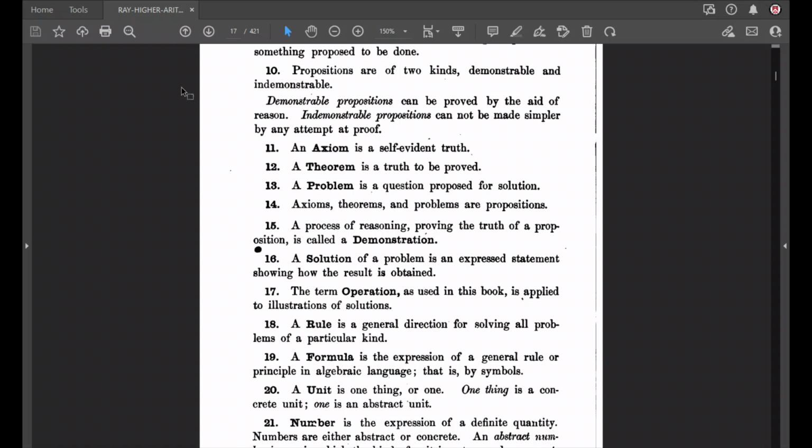Article 18, a rule. What is a rule? A rule is a general direction for solving all problems of a certain kind. A rule is a general direction that explains to us how to solve problems of a certain kind. Notice the key word there is general. A general direction. That means a rule will apply to many different problems as long as they're the same kind.